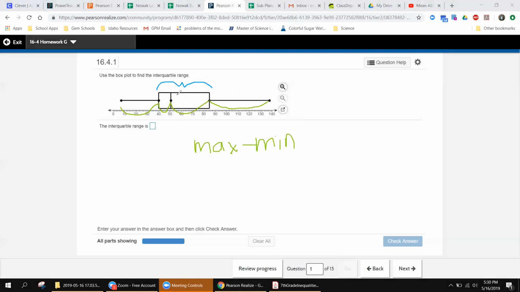So sometimes this is a good way to measure the center, especially if one section is a lot larger than the other. That means that these values are way spread apart. The middle values are typically more close together, so sometimes that's a really good way to measure the center.